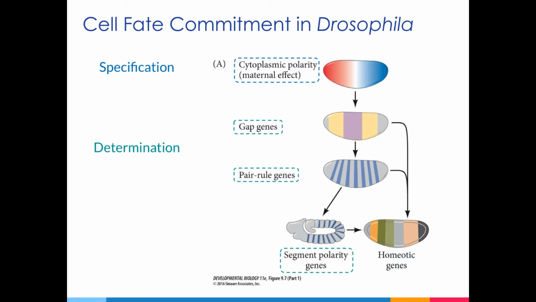The second stage of cell fate commitment, determination, at which cell fate is no longer flexible, is mediated by a large group of genes collectively known as the segmentation genes, and those include the gap genes, the pair-rule genes, and the segment polarity genes.